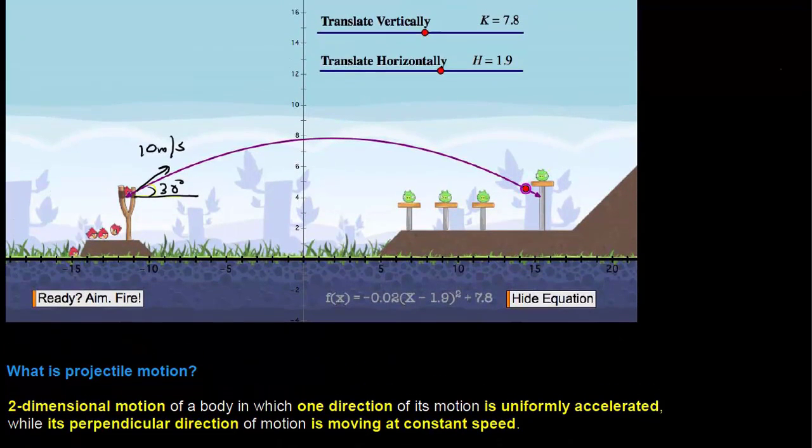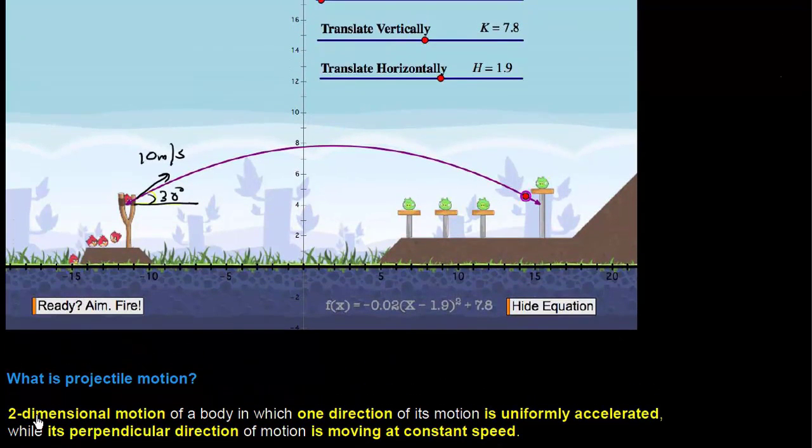Now let's define the meaning of projectile motion. Projectile motion is a two-dimensional motion. In the previous lesson, what you have learned was one-dimensional, meaning one straight line motion. For example, this thing just falls down vertically or just goes up vertically, right? This is what we call one-dimensional motion. Now we're doing two-dimensional motion, in which one direction is uniformly accelerated, while its perpendicular direction is moving at constant speed. What does that mean?